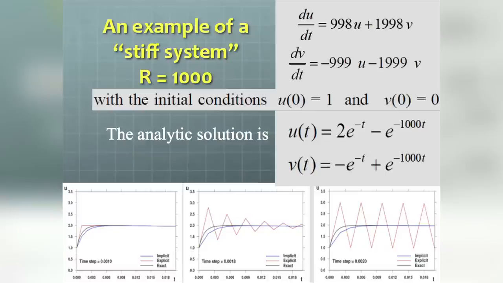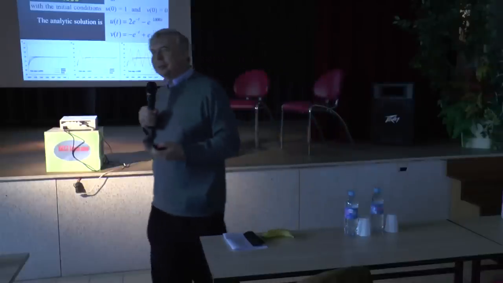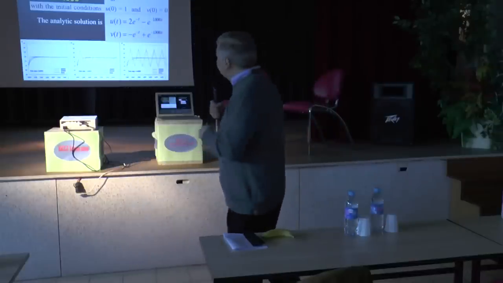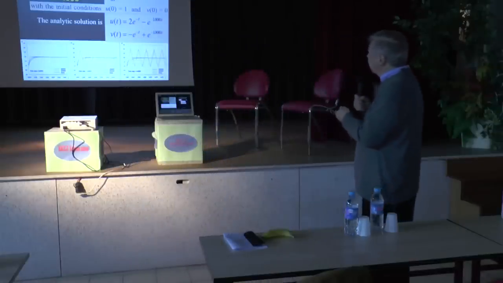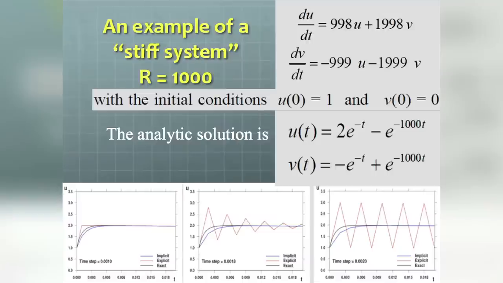One is 1 over 1,000, and the other one is 1. And so here's the system to solve. In this case, we know the analytic solution, so we're not really in trouble. And you see the analytic solution, it's an equation for U and V, so two equations. The solution is shown here.